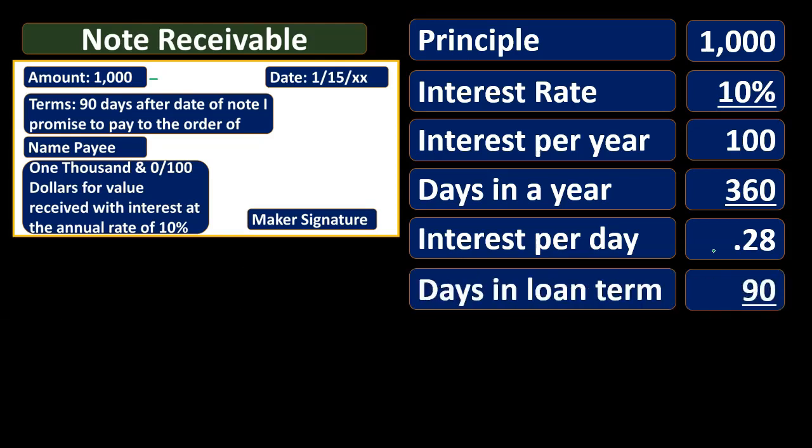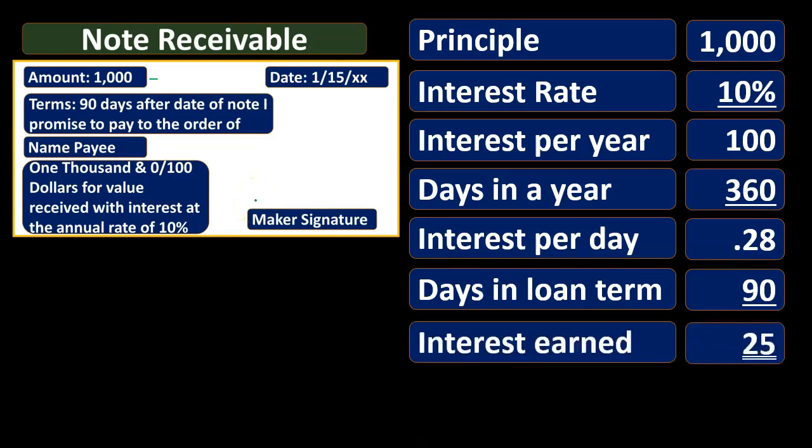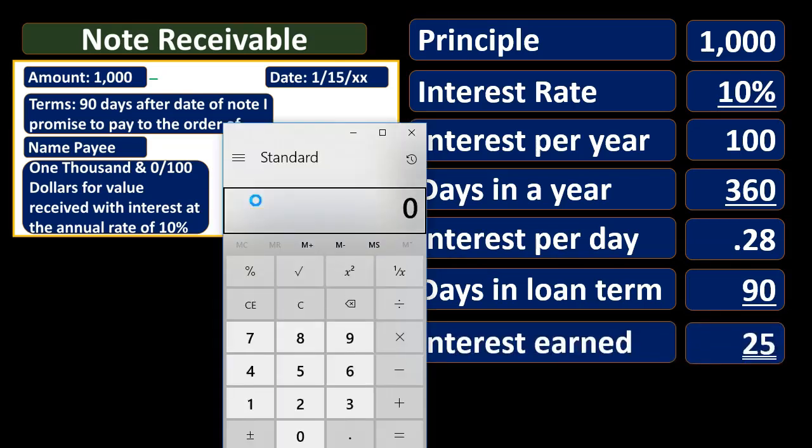So then if we have the 28 cents per day, and the number of days of the note is 90 days, then we can multiply that out, and we get the 25 here. Again, if you do the math here, and you say 0.28 times 90, it's actually 25.2, and so that's a rounding issue there. And remember, this wasn't actually 28. It's 100 divided by 360, which is actually 0.2777, times 90 is 25.